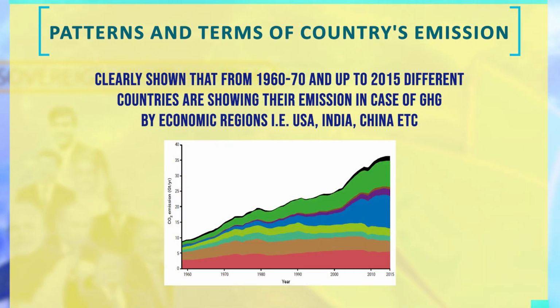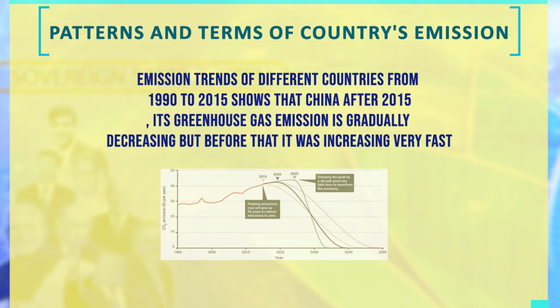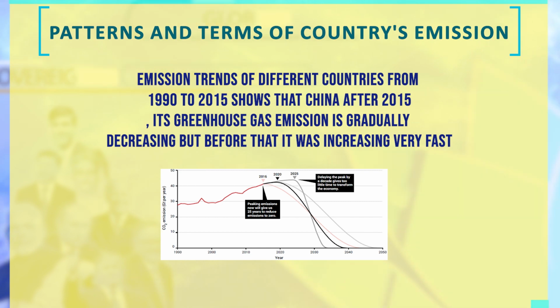Look at this picture. Here it is very clearly shown that from 1960, 1970, and up to 2015, different countries are showing their GHG emissions by economic region, that is USA, India, China, etc. Looking at emission trends from 1990 to 2015, China's greenhouse gas emission is gradually decreasing after 2015, but before that it was increasing very fast.